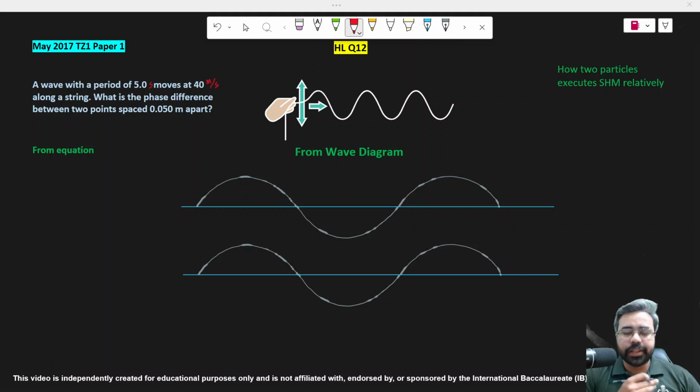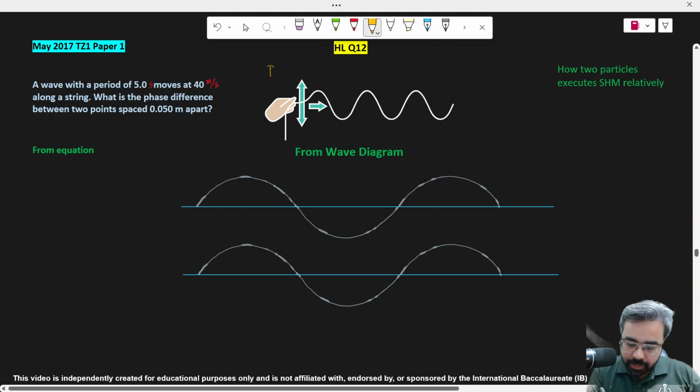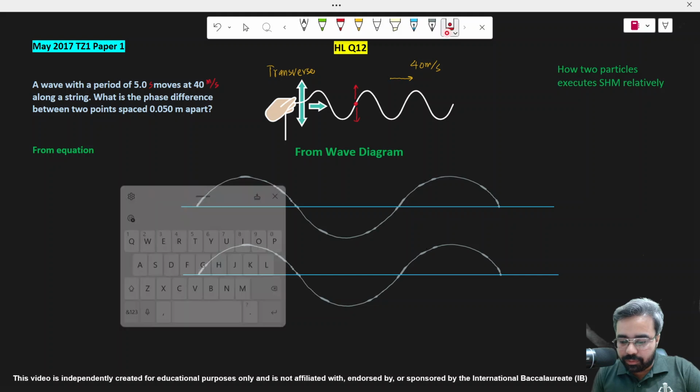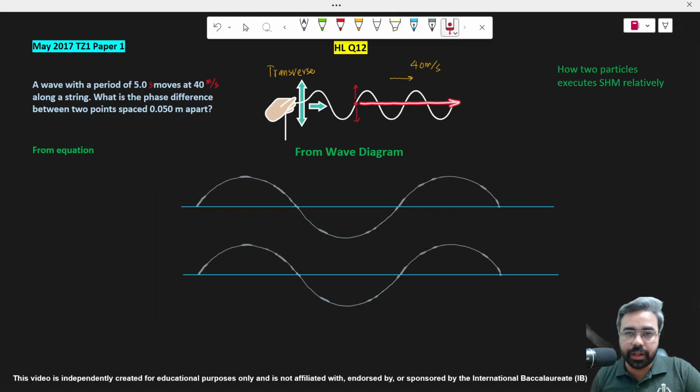Hi, this question is about the traveling wave in a string, which is transverse in nature. Because if you see from the diagram, the string is vibrated by moving it up and down, so that a wave will travel with a speed of 40 meters per second in this direction. Each and every particle of the medium will execute this motion up and down, whereas the wave is going to travel in a forward direction, just like you see in the diagram.